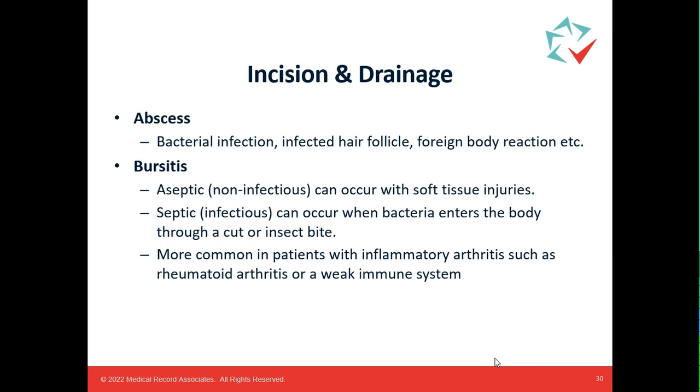Bursitis can be aseptic, which is a non-infectious type, can occur with some soft tissue injuries. Bursitis can also be infectious or septic. This occurs when the bacteria enters the body through a cut or even something like an insect bite. Bursitis occurs more frequently in patients with inflammatory arthritis, such as rheumatoid arthritis, or some patients that may have a weakened immune system.